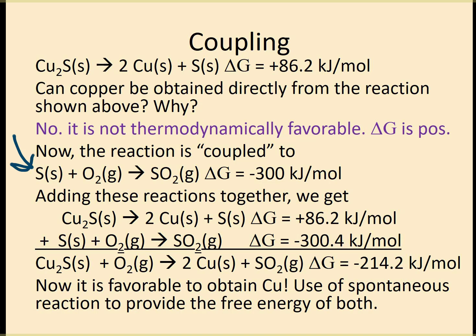So this reaction where we burn sulfur in oxygen has a very negative delta G. And so if I combine the two, so I add the two equations to get an overall equation, I see that if I combine these or couple them together, I can make it spontaneous for both of them to occur. So now it is favorable to obtain that copper from that copper 2 sulfide.